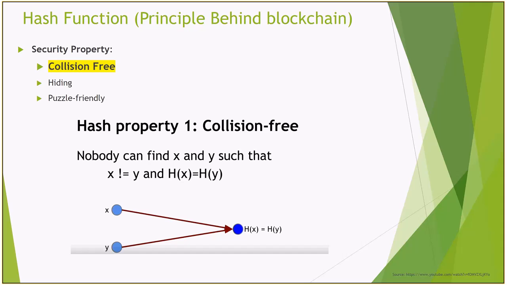What I mean by hashing property is that if there are two numbers x and y, and the hashing of them has been done, there could not be a case where the hashes are the same, so H of x will not be equal to H of y. So that's the algorithm or property that is being used as far as collision free is concerned.